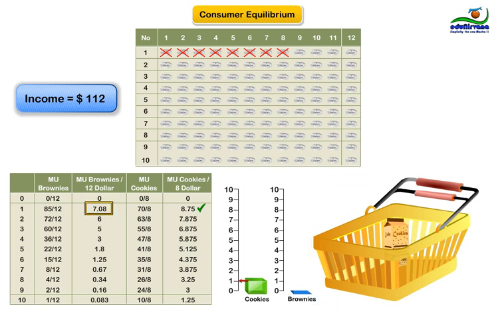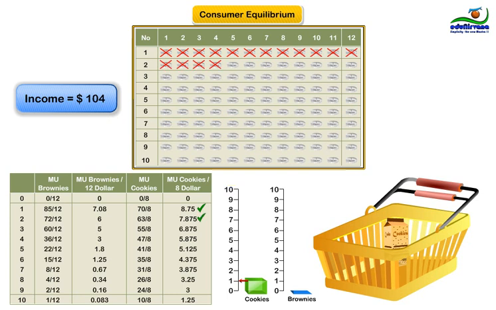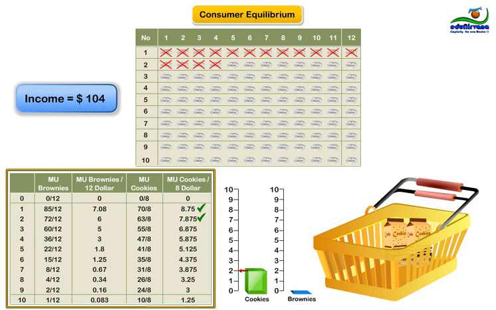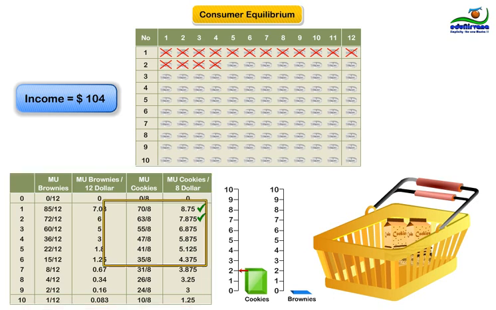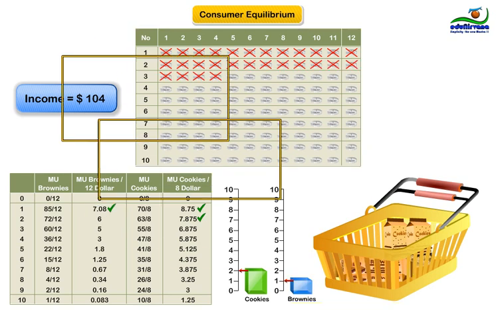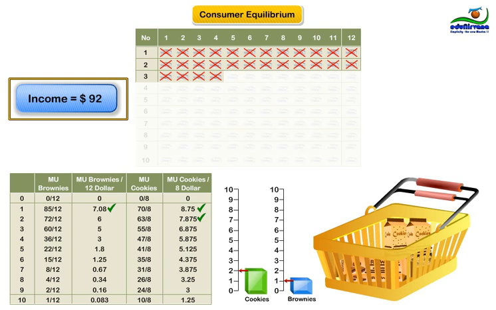Since the marginal utility per dollar spent on brownie is lower than for cookie, he will go for the second packet of cookies. Remember, the total income of the consumer is $120, out of which he has now spent $16 buying 2 packets of cookies. For the third round, the marginal utility per dollar for the third packet of cookie, 6.875, is lower than the first unit of brownie. So the consumer will select brownie this time and would spend an incremental $12 out of his pocket. So overall spending till now is $28.